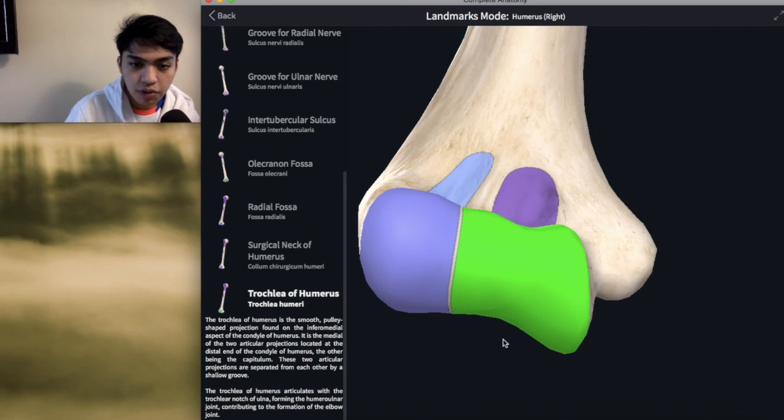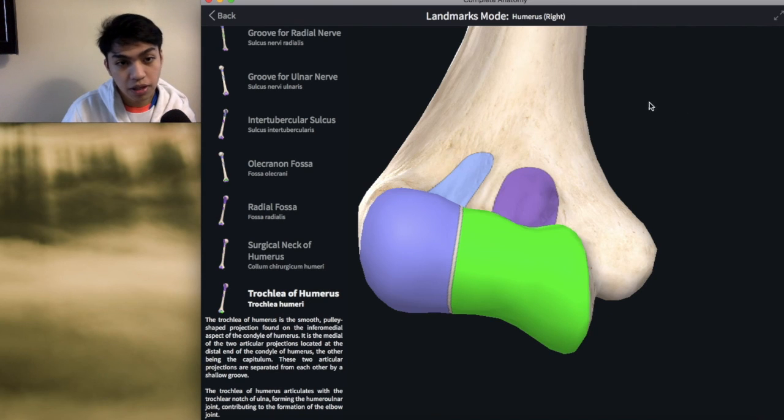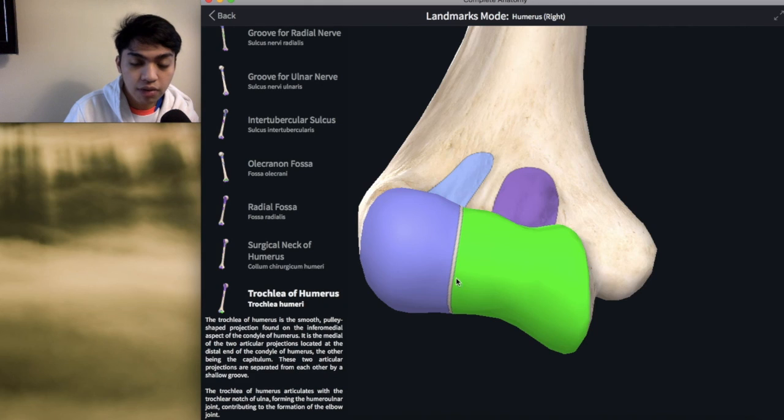Now, it is found in the inferomedial aspect of the condyle of the humerus. Take note of that term, inferomedial. The other one is inferolateral. Medial means closer to the midline of the body, and lateral means away from the midline. Now, the trochlea of the humerus articulates with the trochlear notch of the ulna, which forms the humero-ulnar joint, which contributes to the formation of the elbow joint.